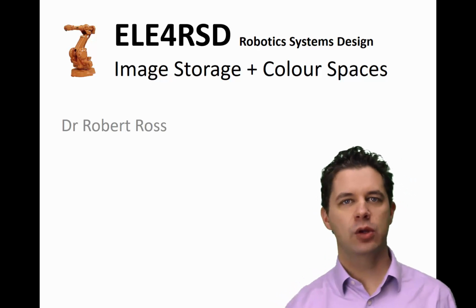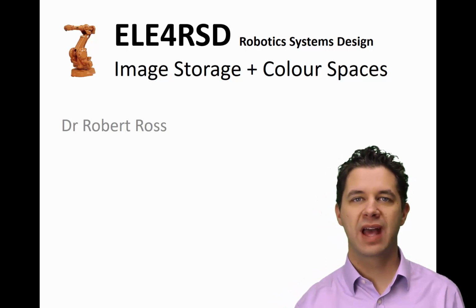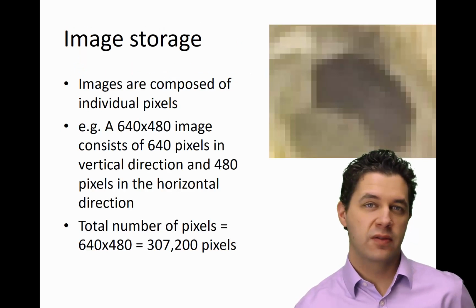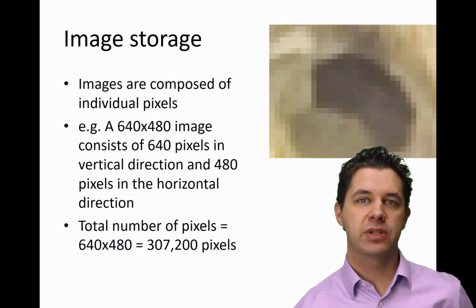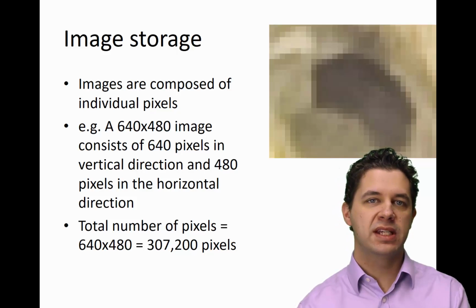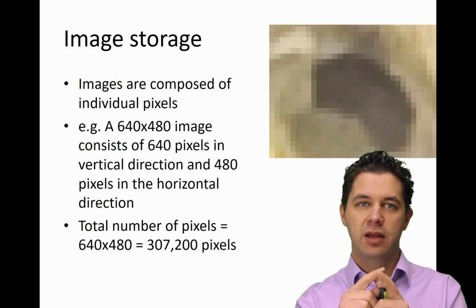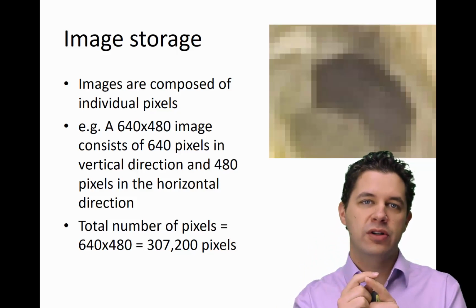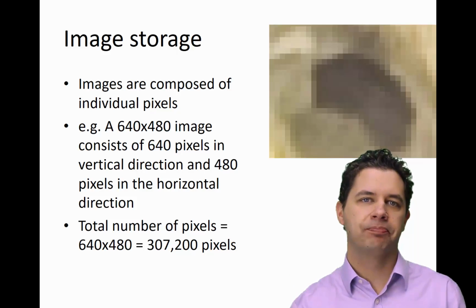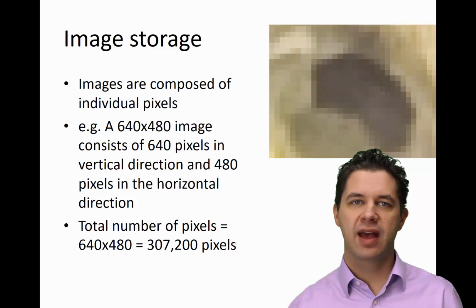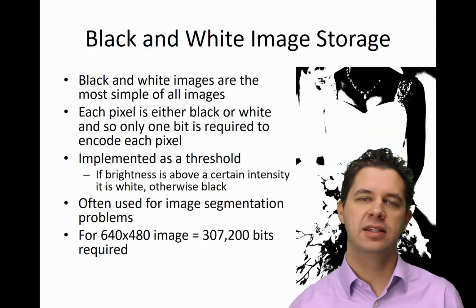In this video, we'll be focusing on how we actually store images and the sort of color spaces that are available to us. Images are composed of a series of individual pixels. So, for example, a raw 640 by 480 image consists of 640 pixels in the vertical direction and 480 pixels in the horizontal direction, which leads to a total number of pixels of 307,200 pixels, 640 times 480.